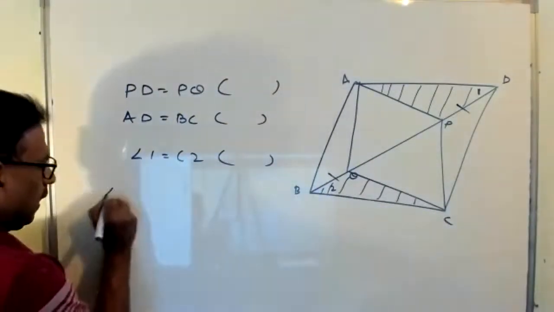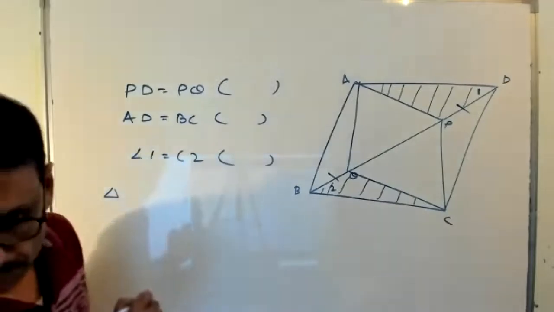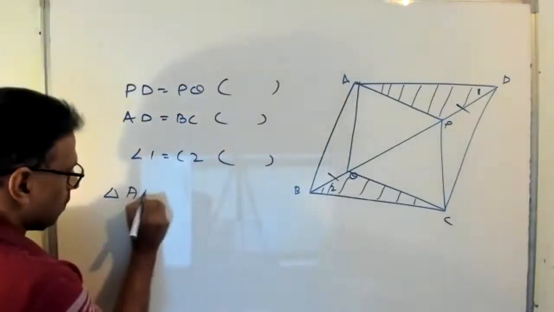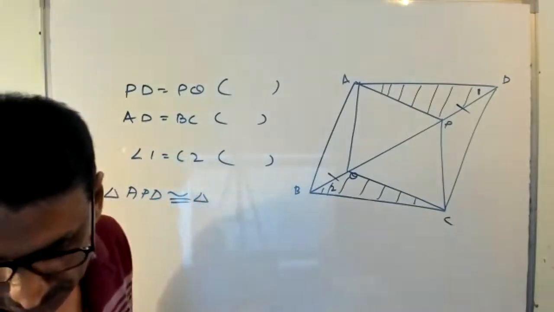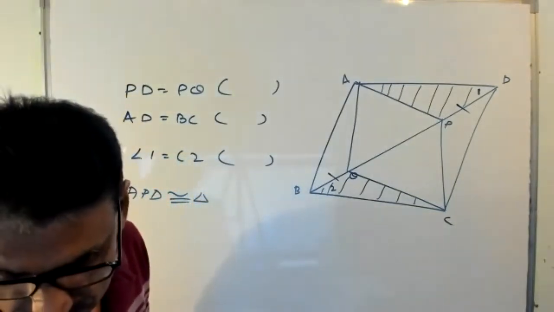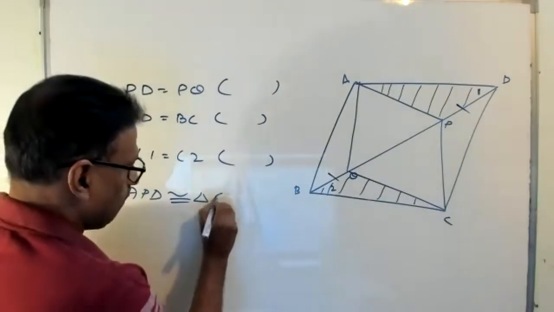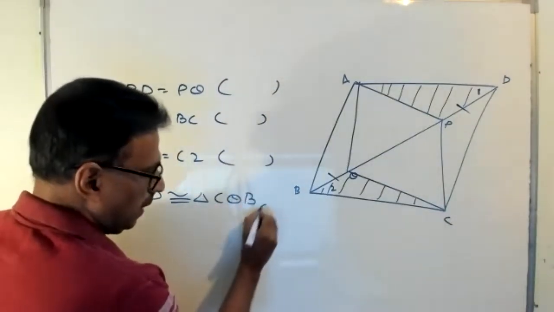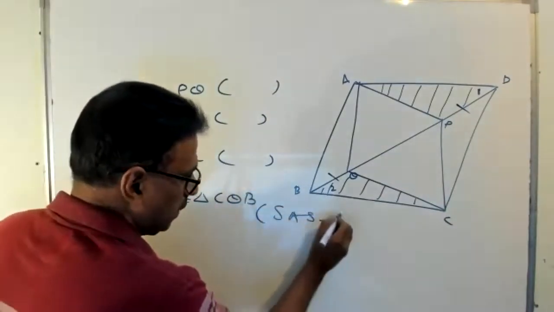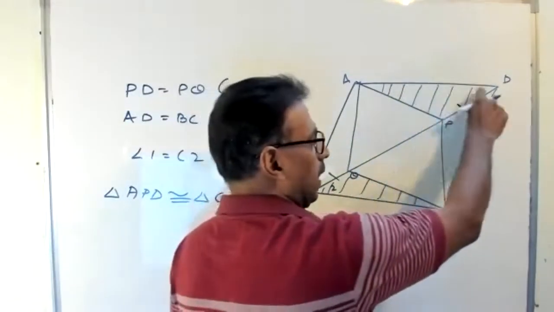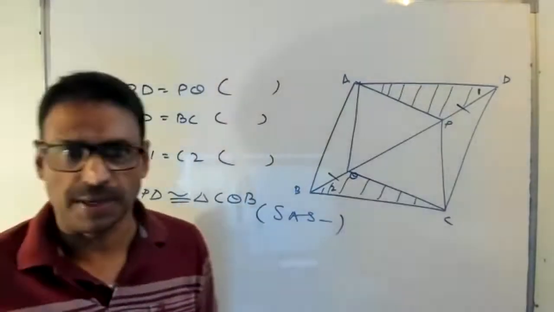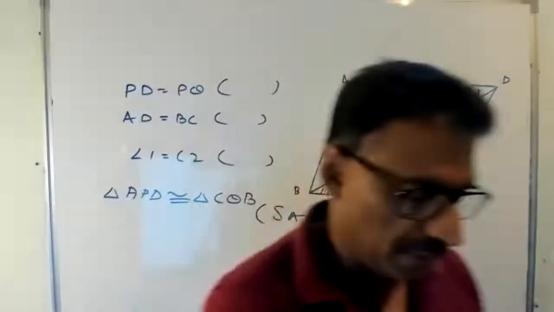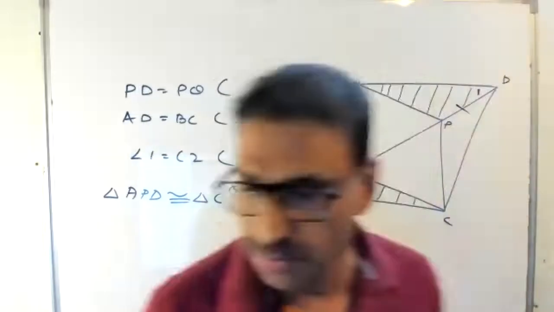Therefore, triangle APD is congruent to triangle CQB. Okay, SAS congruency, correct or no? Side, angle, side. Yes, sir. Okay. First part, right. What is given, and what you have to prove?